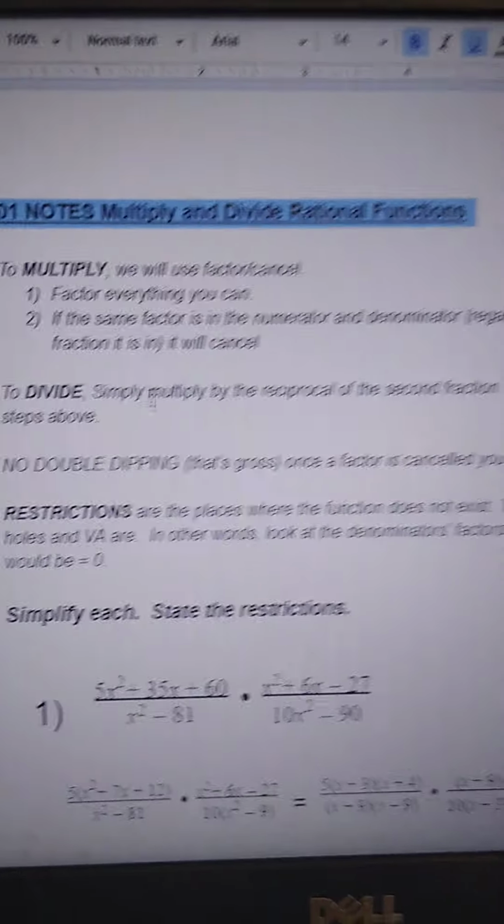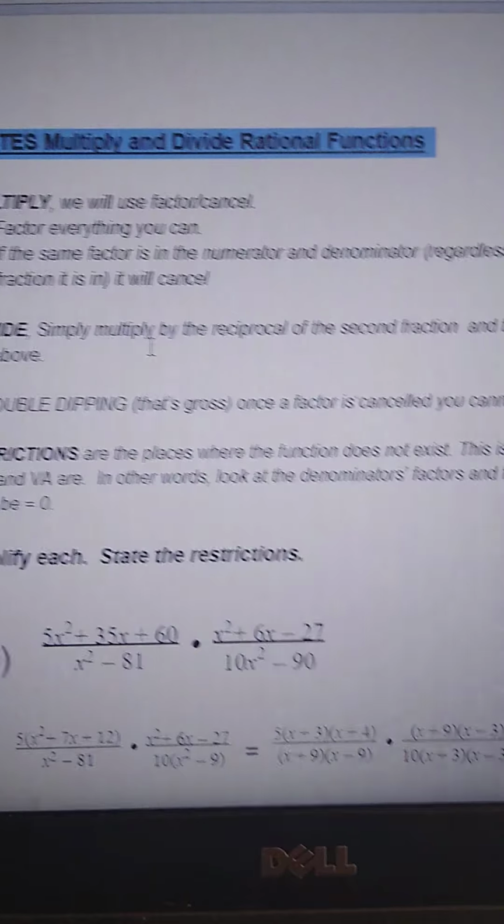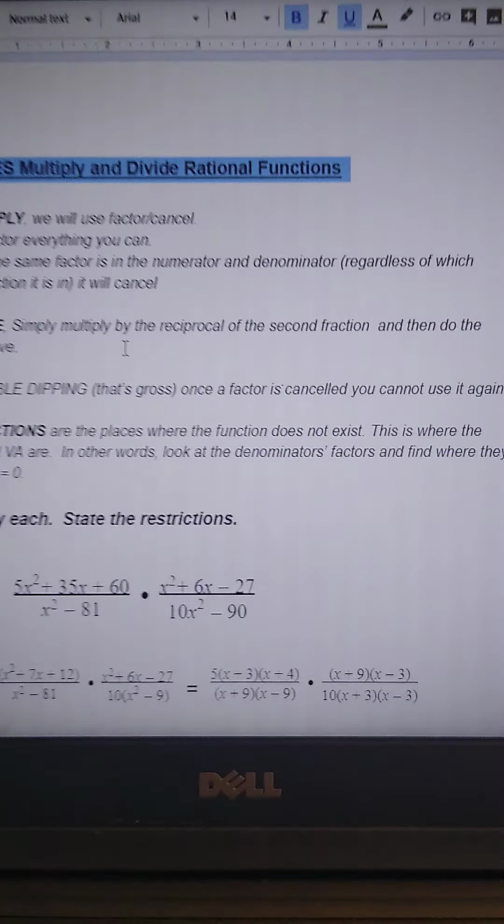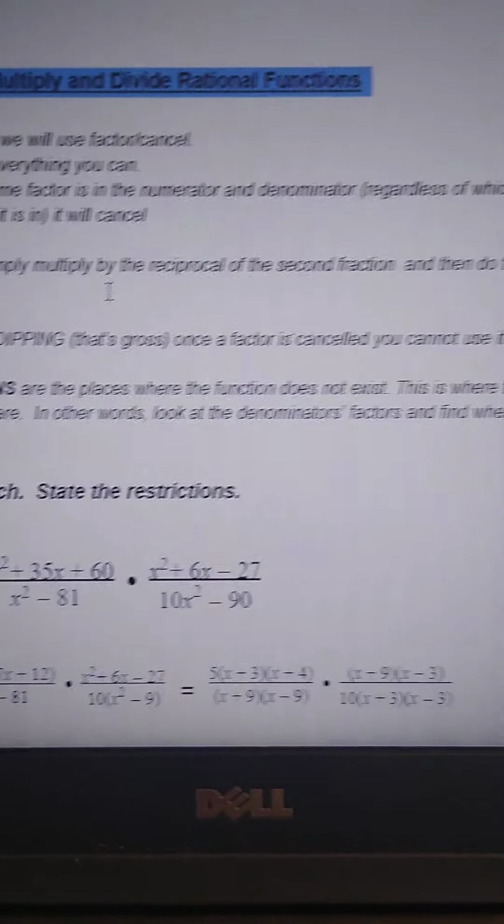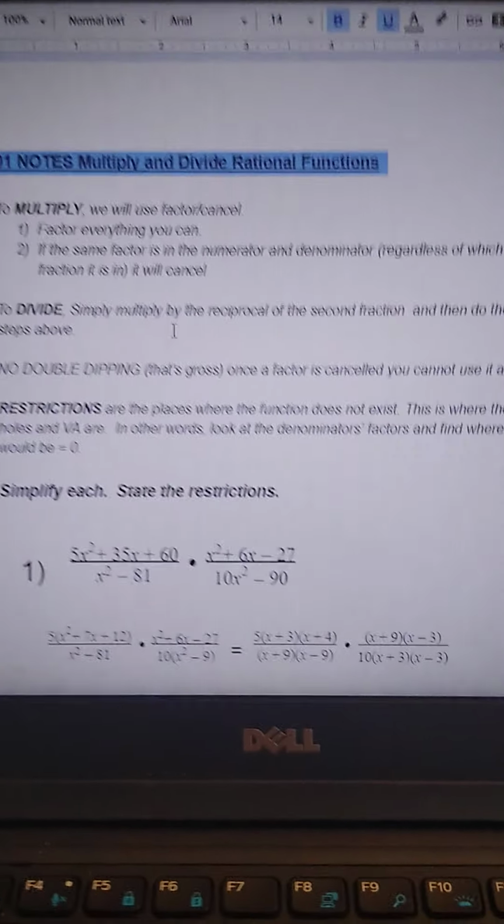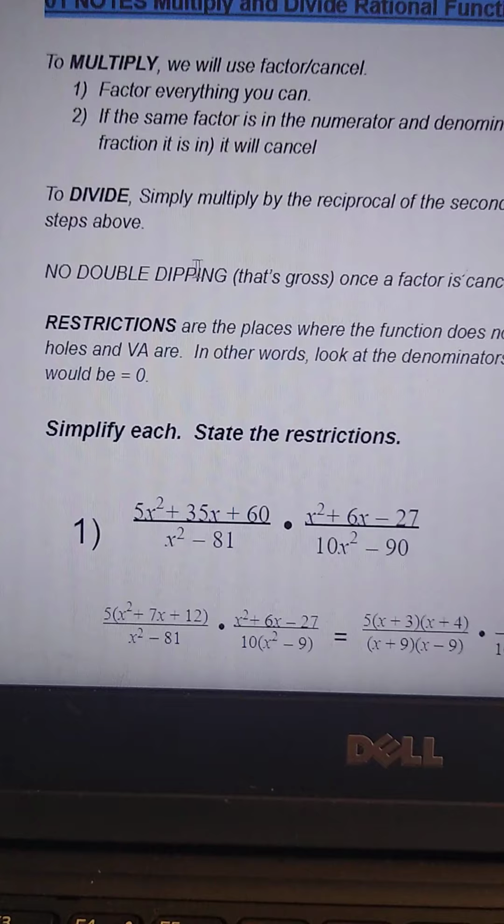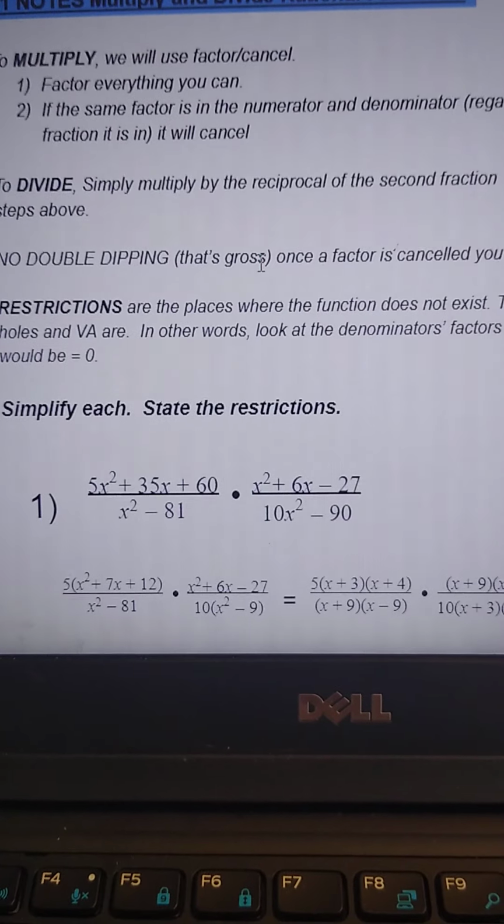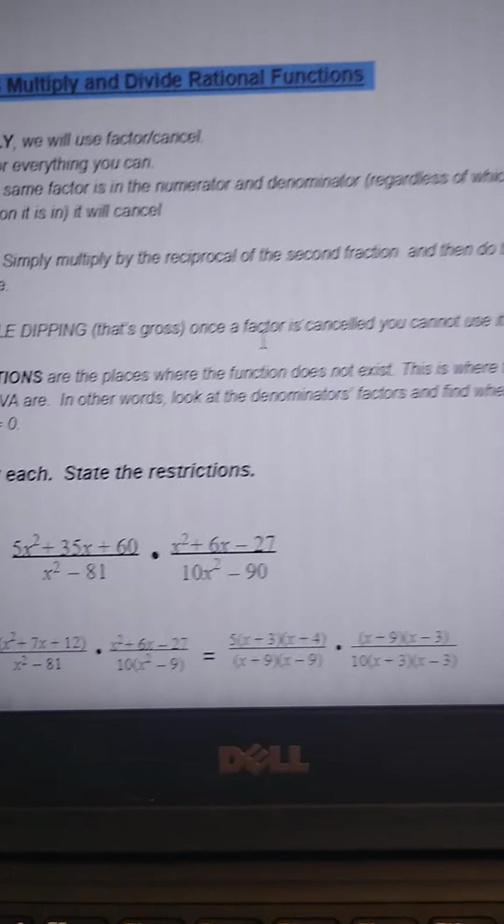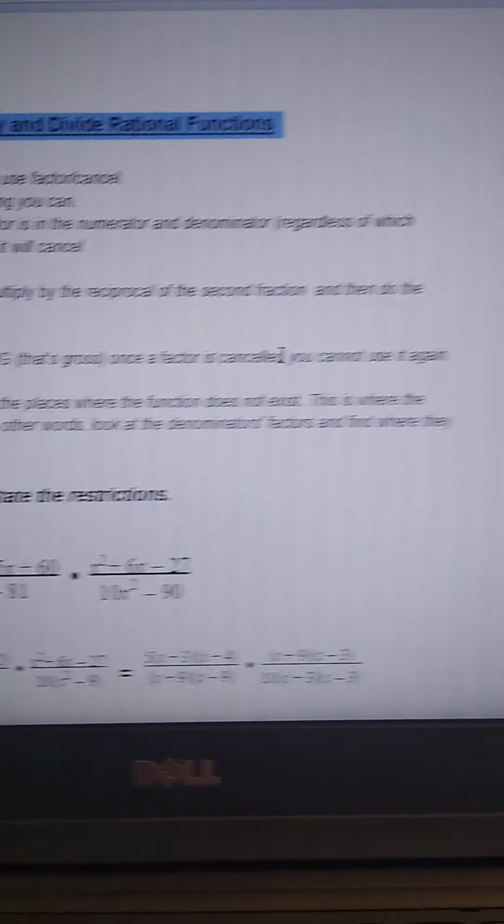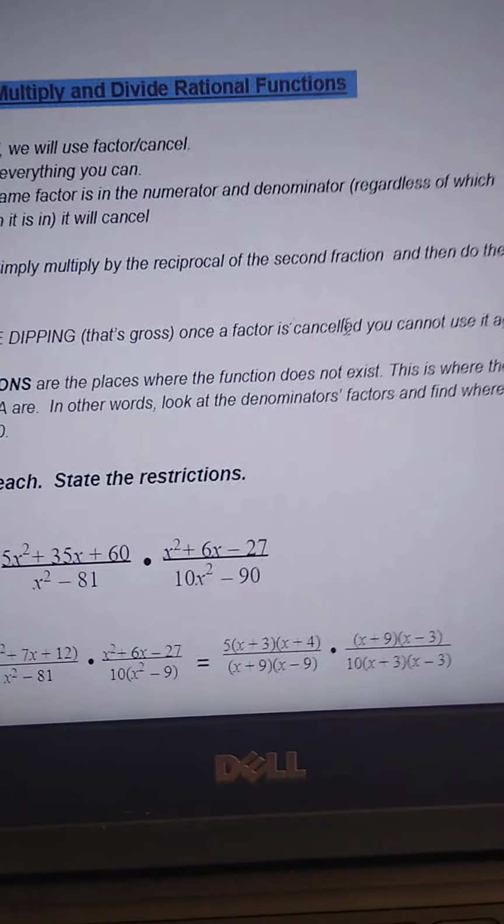To divide, you simply multiply by the reciprocal of the second fraction. Same thing you would do to divide fractions. You multiply by the reciprocal, and then you just do everything that you would do with multiplication. One quick note, no double dipping, because that's gross. Once a factor is canceled, you cannot use it again to cancel another factor that's the same.